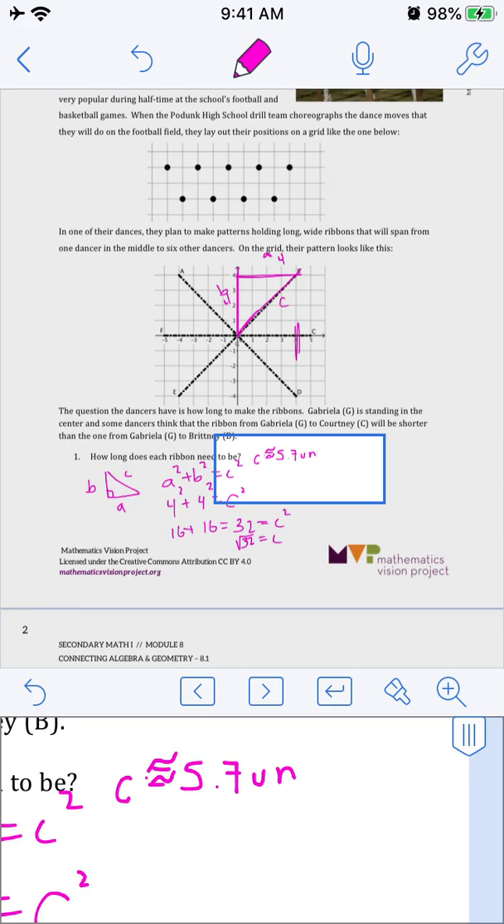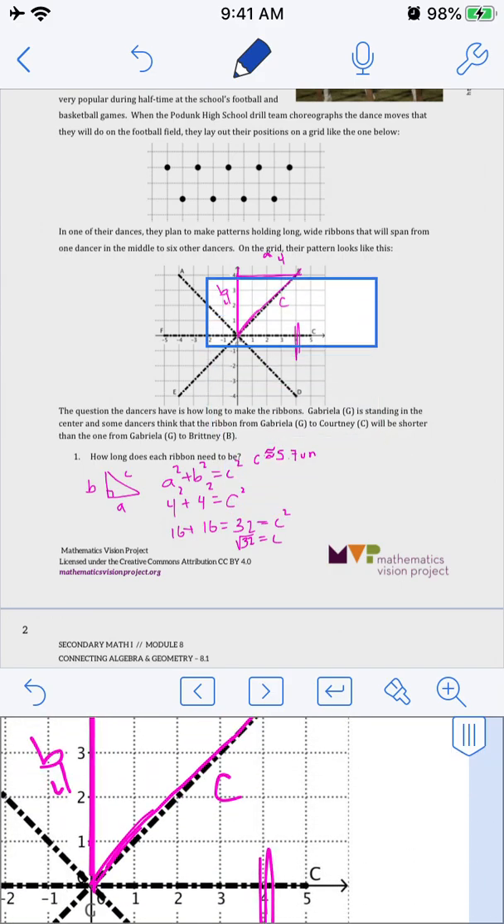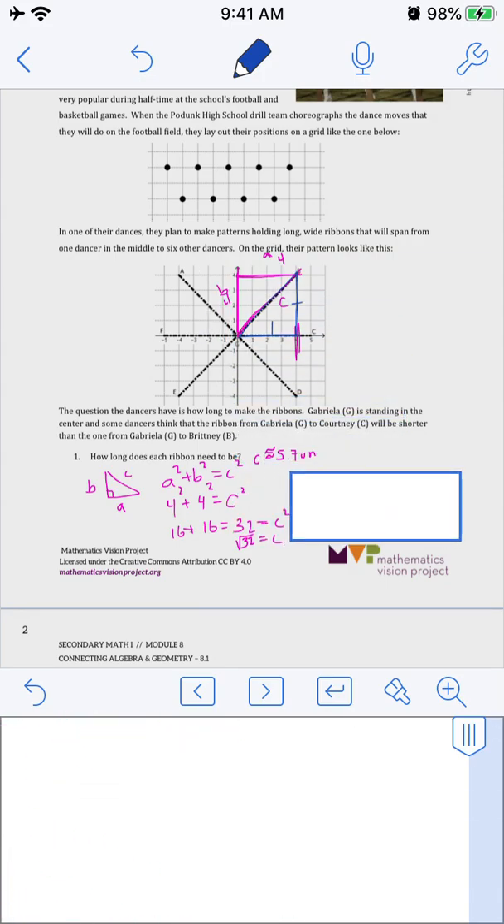Now we can go ahead and double check that against Gabriella and Courtney. Do we get the same thing? So we'll do that one in a different color. Same idea though. We can draw another little equilateral triangle. Now you may even visually be able to see this, right? We can see they're kind of the same triangle. So we can say, oops, they are both 4 as well.